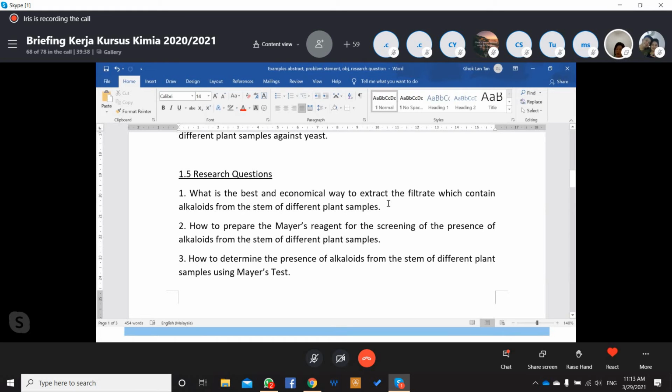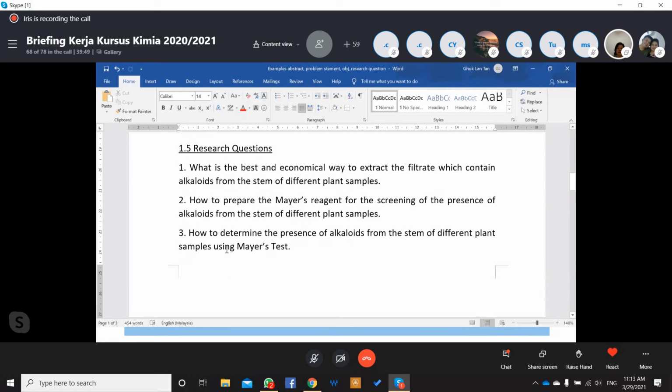So I got to think of the best way that saves money and can also be done in the lab. Okay, how to prepare Mayer reagent? Of course, I need to search. How to determine the presence of alkaloids after I prepare Mayer? What is the observation? Positive observation, what color? Negative observation, what color? So I need to know.